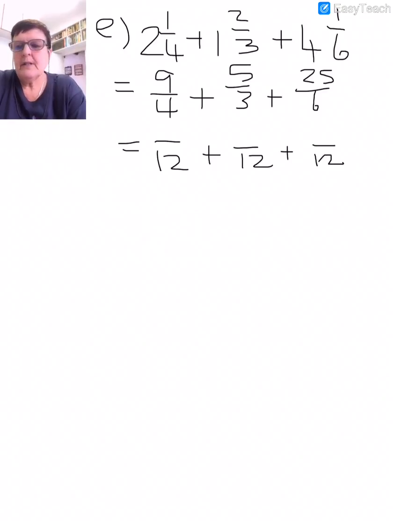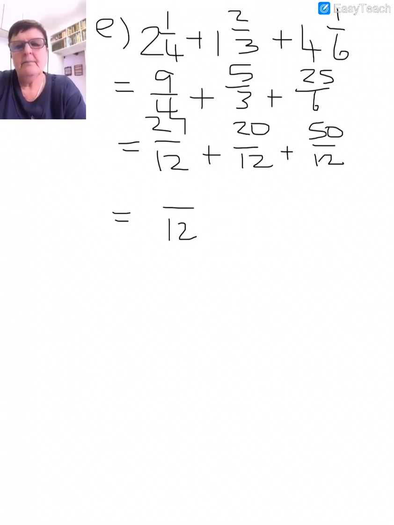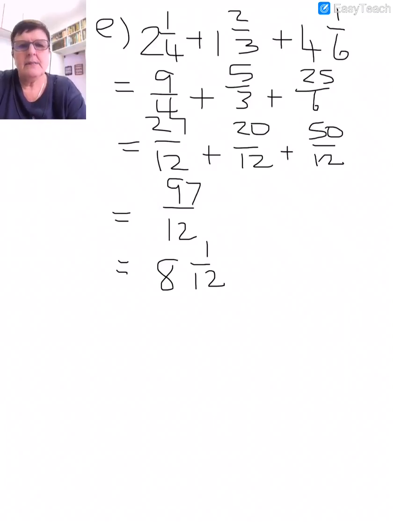4 times 3 is 12, 9 3s are 27. 3 times 4 is 12, 5 4s are 20. 6 times 2 is 12, 25 times 2 is 50. Denominator stays the same. Add the numerators, 27, 20, and 50, give you 97. Simplify, 8 and 1/12. Please make sure that your equal to signs are one underneath each other and this sum is done as one whole sum.